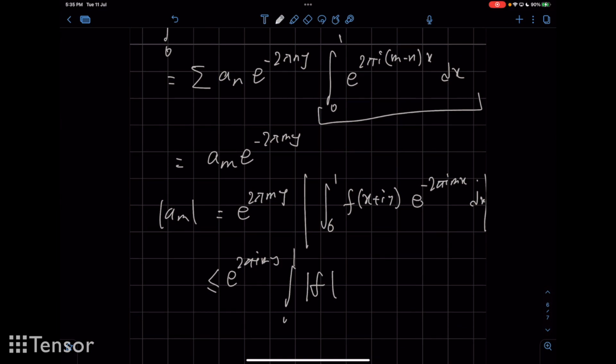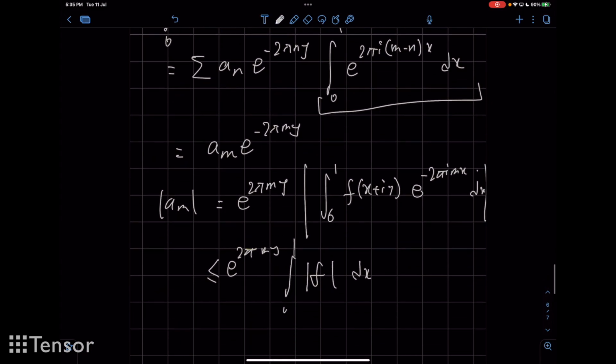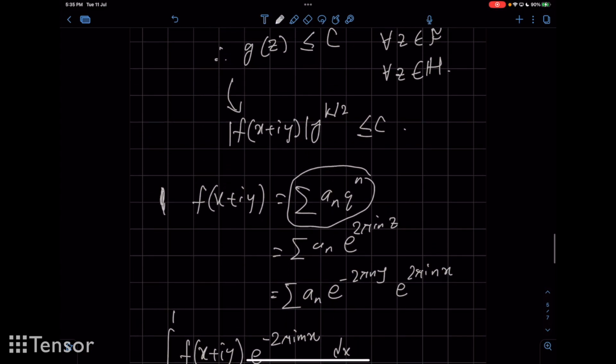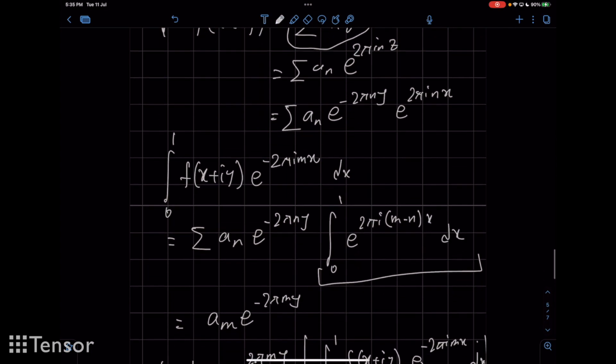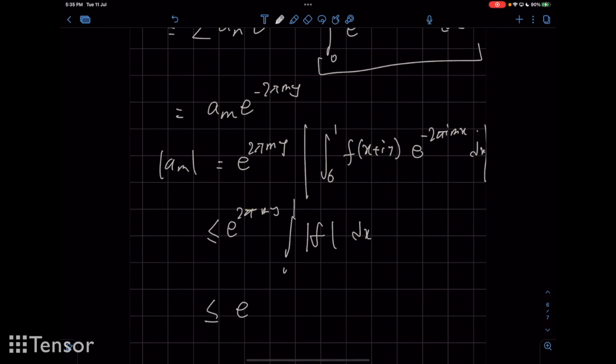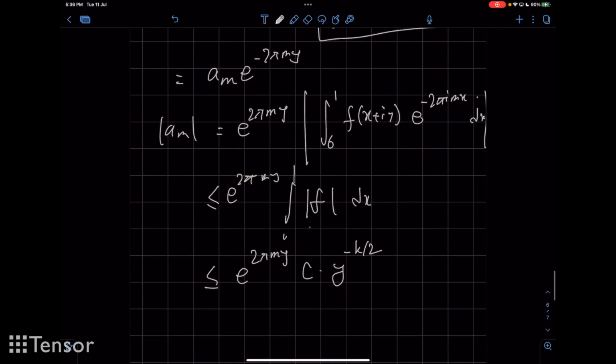Where? In the exponent, there's y for the first factor. Oh, yeah, right. Thank you. And also, we know that f is bounded by c times y to the negative k over 2. So this is bounded by e to the 2 pi m y times c times y to the negative k over 2. And now we have only the constant 1 inside the integration.